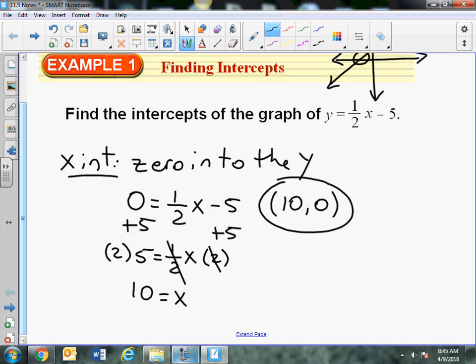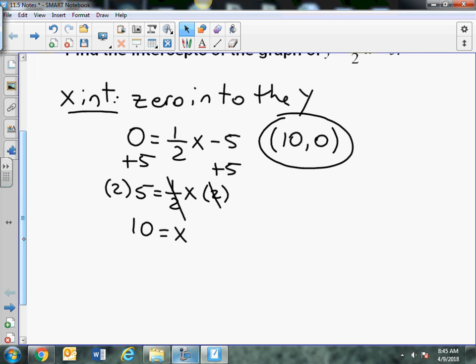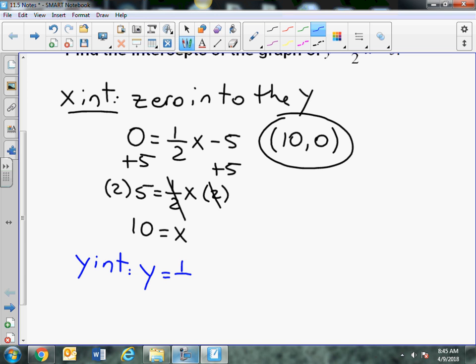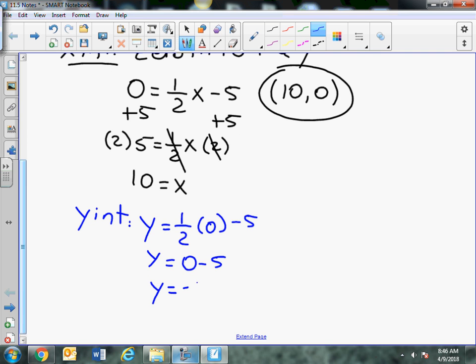Now, the y-intercept is essentially doing the same thing, except you want to plug a 0 in to the x value. So I'm going to do that. I have y equals 1/2 times 0 minus 5. All right. So 1/2 times 0 is going to be 0. So 0 minus 5 is going to be y equals -5. All right. So you get a 0, and you also get a -5. So there is your y-intercept.